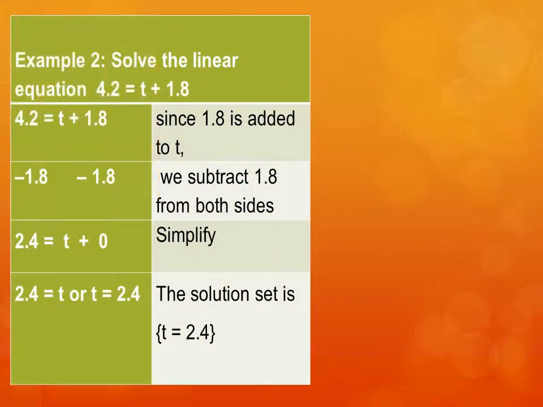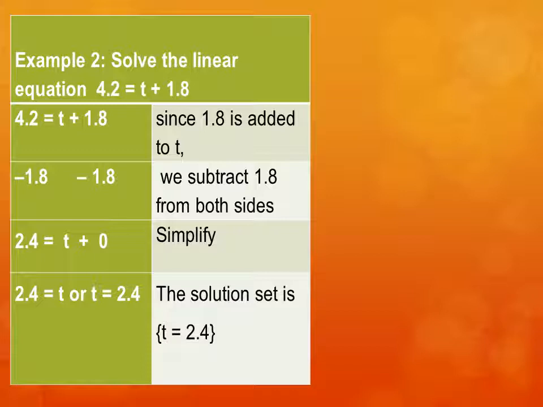Second example, solve the linear equation 4.2 is equal to t plus 1.8. Since 1.8 is added to t, we subtract 1.8 from both sides. It becomes 4.2 minus 1.8 is equal to t plus 1.8 minus 1.8. Then we are going to simplify. We have 4.2 minus 1.8, that is 2.4. Then t plus 1.8 minus 1.8 becomes t plus 0.